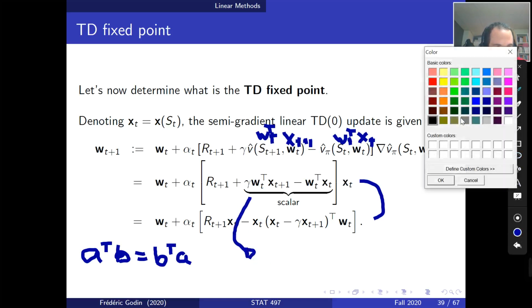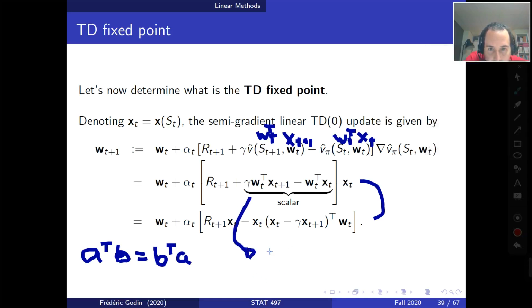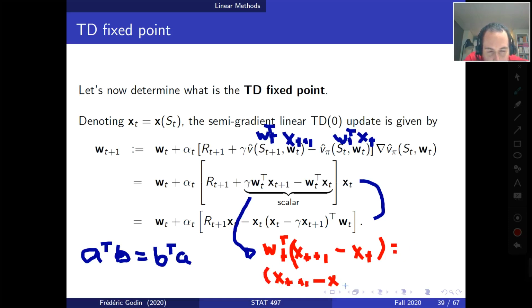So w_t transpose x_{t+1} minus, okay, we can factor this w transpose out. So this is equal to (x_{t+1} minus x_t) transpose w_t.